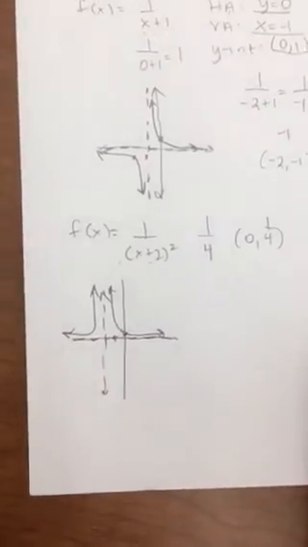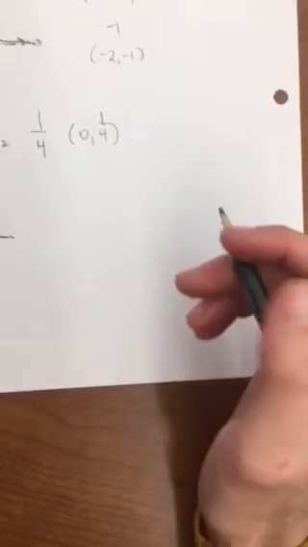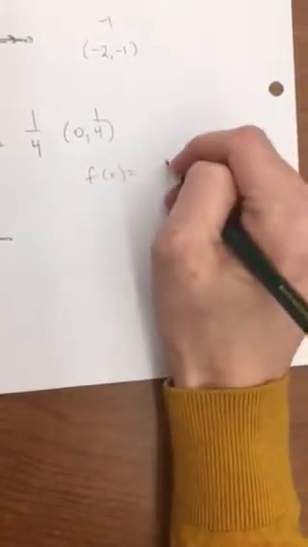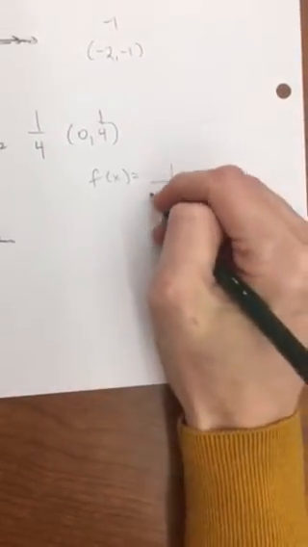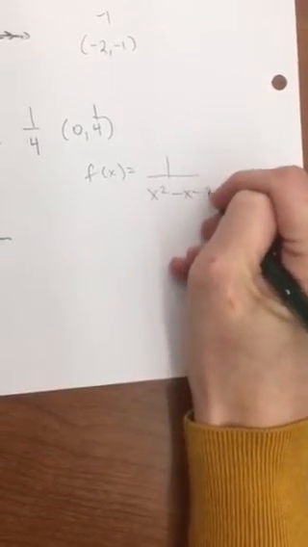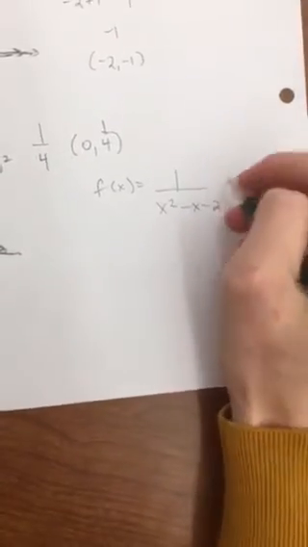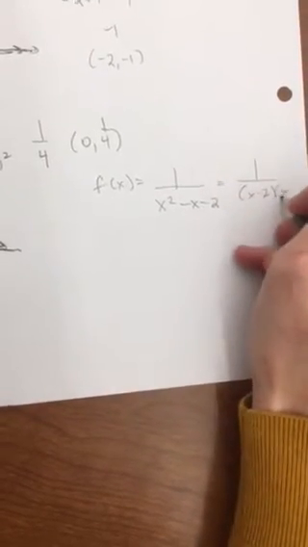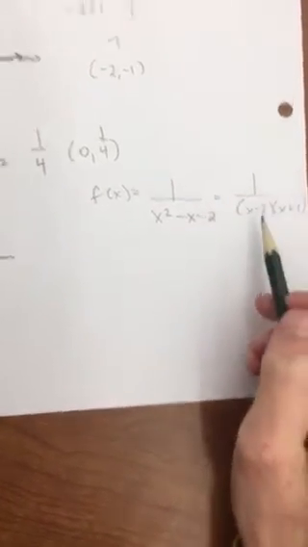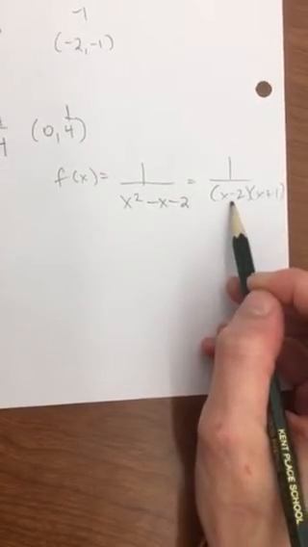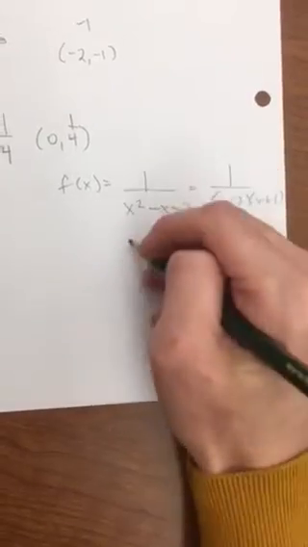And the last one that sometimes feels a little bit odd to students is something like this, 1 over x squared minus x minus 2. Same concept as before. I'm going to factor this, 1 over (x minus 2)(x plus 1). And I have two vertical asymptotes, right? One at 2 and one at negative 1.